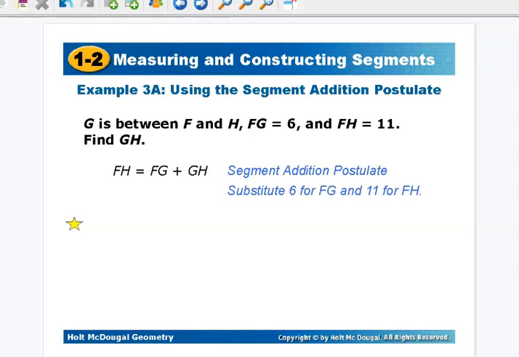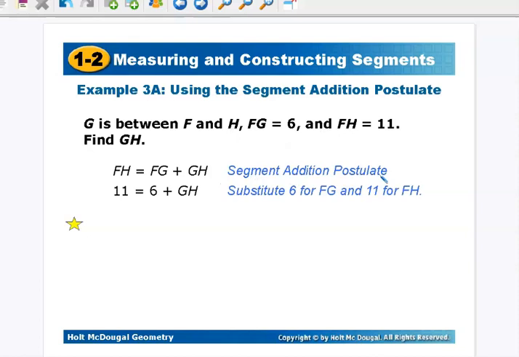So, first thing we know is that G is between F and H. So if I were to draw a picture of this, we're going to say F is here, H down here. We'll put a line between them, and we know that G is somewhere in the middle. It may not be perfect in terms of lengths, but that gives me something to look at. So the total of FH is equal to the sum of FG and GH. Okay, so we're going to use that segment addition postulate here first, then we'll substitute in our values.